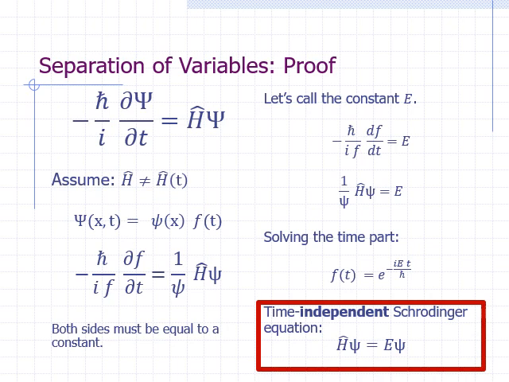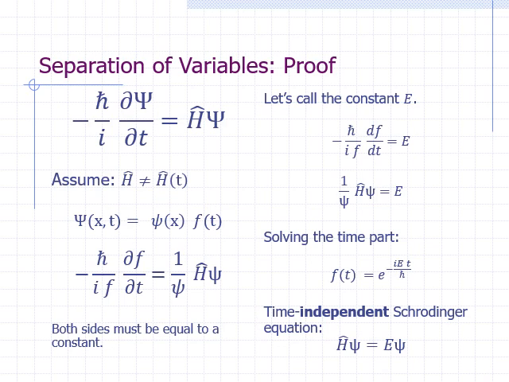If the Hamiltonian is independent of time, we can write big psi as a function of coordinates times a function of time. But if we do, the function of time must be e to the minus iEt over h bar, and the function of coordinate, little psi, must be an eigenfunction of the Hamiltonian operator.